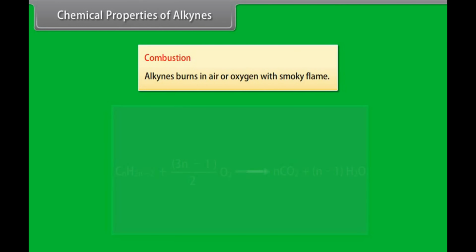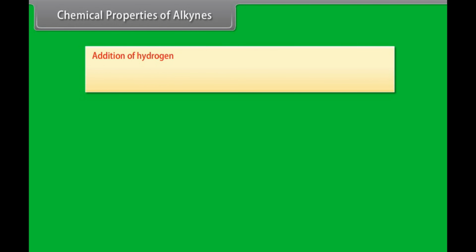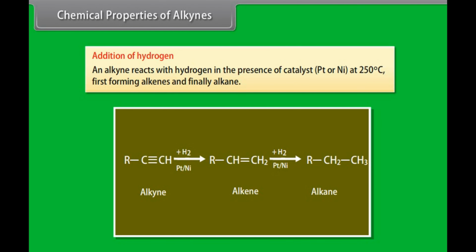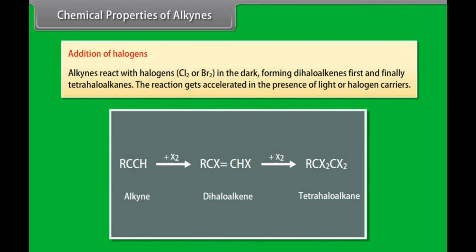Chemical properties of alkynes. Combustion. Alkynes burn in air or oxygen with a smoky flame. Addition of hydrogen. An alkyne reacts with hydrogen in the presence of a catalyst, Pt or Ni, at 250 degrees centigrade, first forming alkenes and finally alkanes. Addition of halogens. Alkynes react with halogens, Cl2 or Br2, in the dark, forming dihaloalkenes first and finally tetrahaloalkanes. The reaction gets accelerated in the presence of light or halogen carriers.